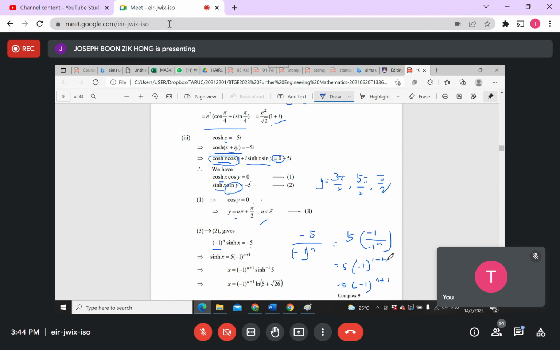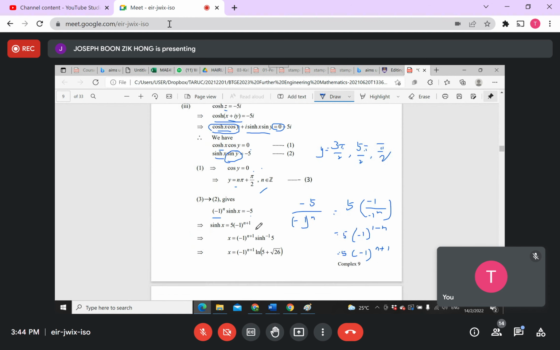When your n is 1, then you will get 0, that means you will get positive 1. So same here. If your n is 1, 1 plus 1 is 2. Negative 1 power of 2 is still positive 1. So that's why they change to n plus 1.